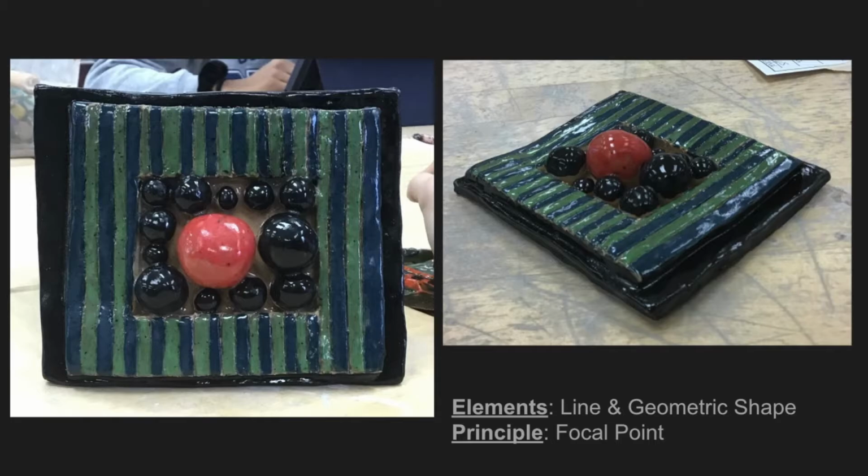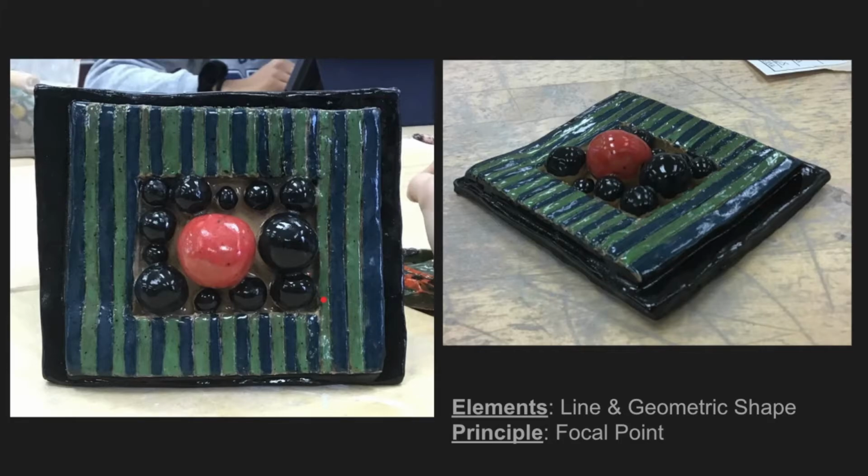So they did a really nice job creating asymmetrical balance. This student's elements were line and geometric shape. Their principle was focal point. The line is really easy to see: they have the blue and green stripes throughout, just straight down, down, down. As far as geometric shape, they used the circle in the form of a sphere, so they kind of did a geometric form. They have these spheres placed within the very center of the tile.